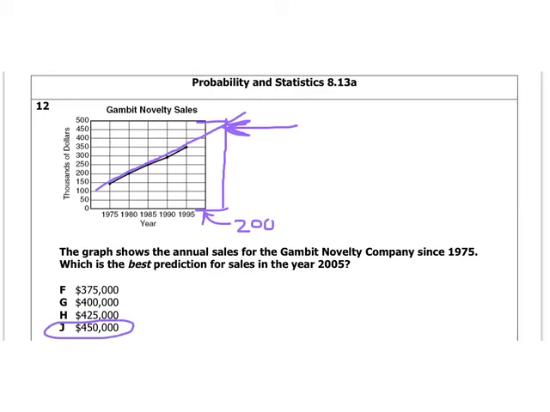It would be 450. 400 would be a little bit too low. 425 would be a little bit too low. 375 would be quite a bit too low. So I'm going to go with 450. $450,000.